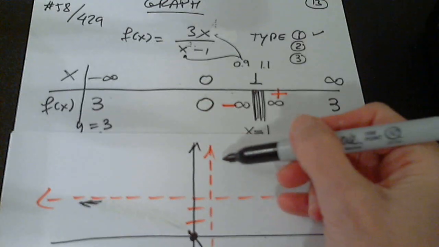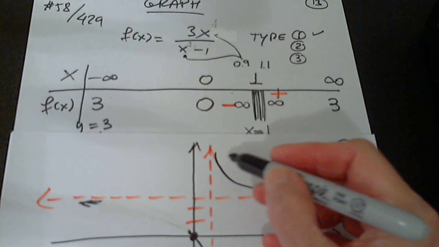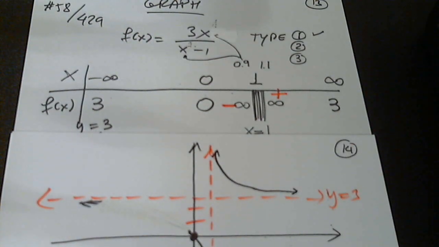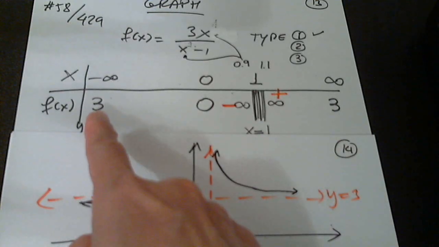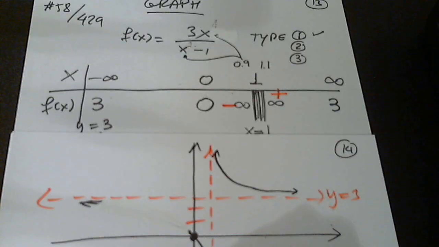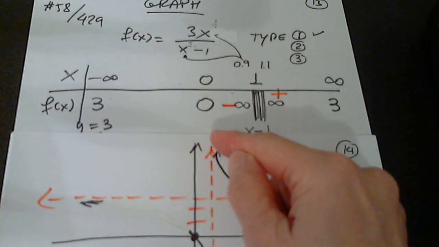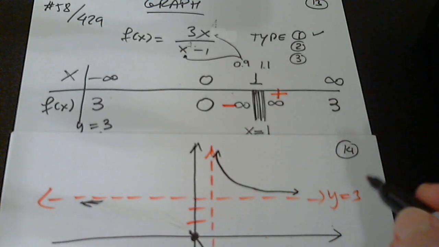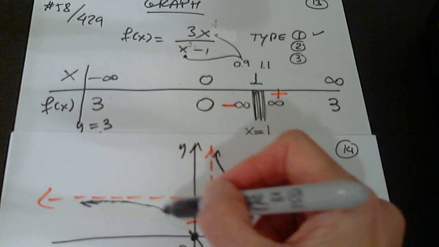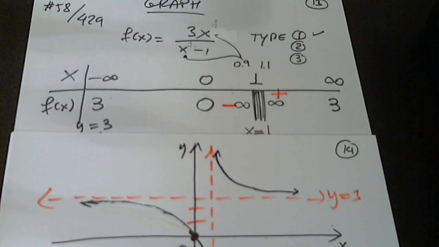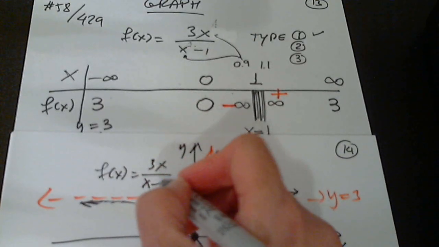Now, on the other side, from positive infinity, getting closer and closer to 3. From positive infinity, down to 3. From 3, down to 0, further down to negative infinity on the left-hand side, and on the other side, coming from positive infinity, getting closer and closer to 3. What is this? This is f of x equals 3x over x minus 1.